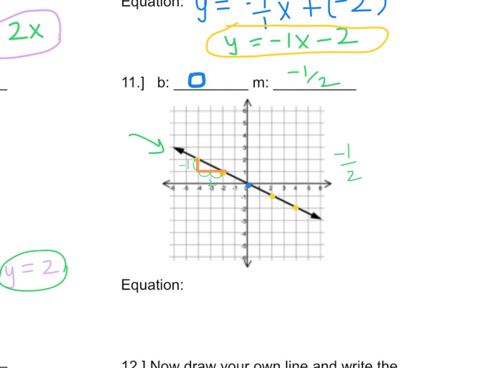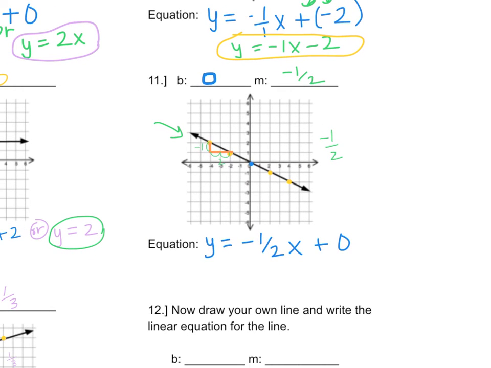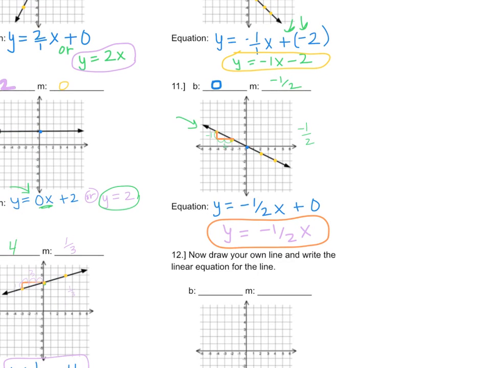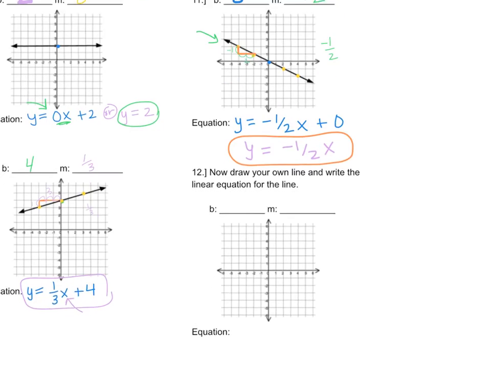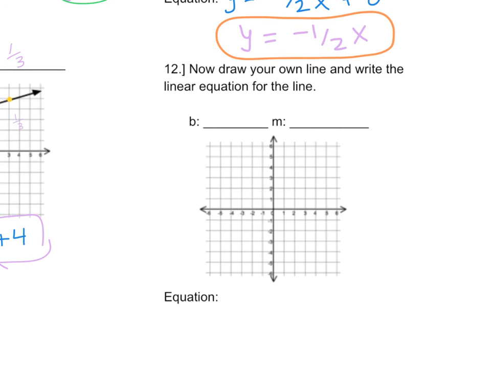Okay, write your equation. Y equals m, which is negative 1/2, mx plus 0. And it is not necessary to write the 0. You could just say y equals negative 1/2 x if you wanted to write it simplified. Okay, so now it's your turn to create your own line and write your own equation, and we can check those because those will vary. Good luck.